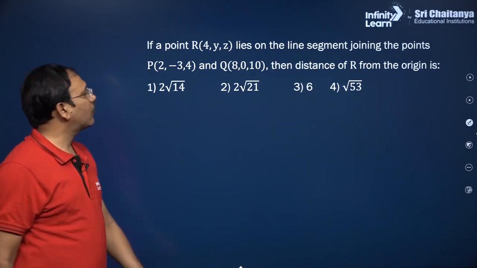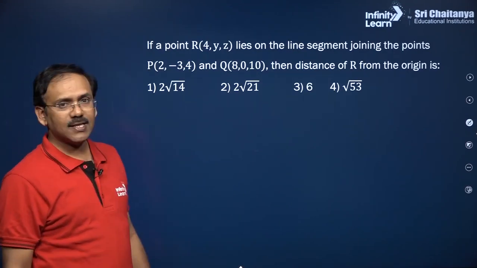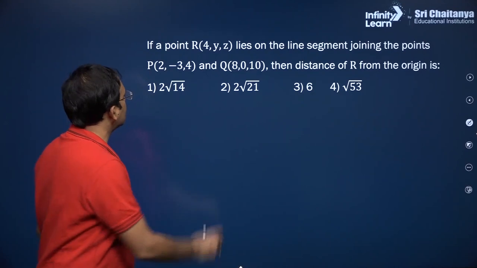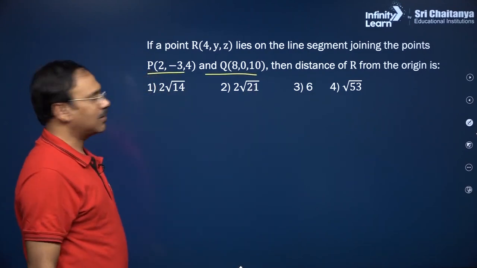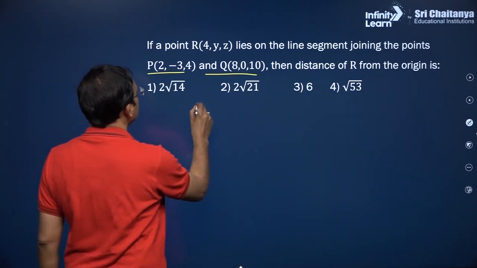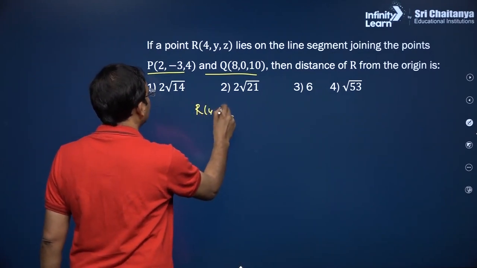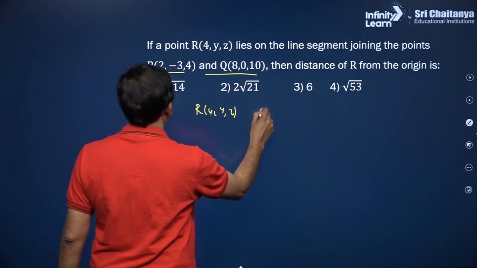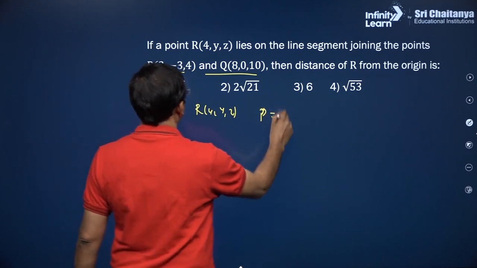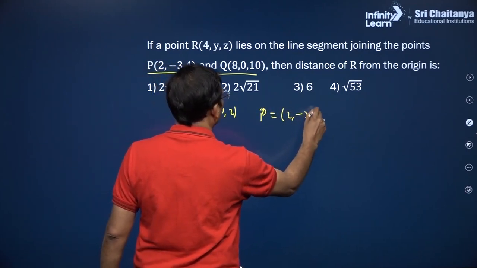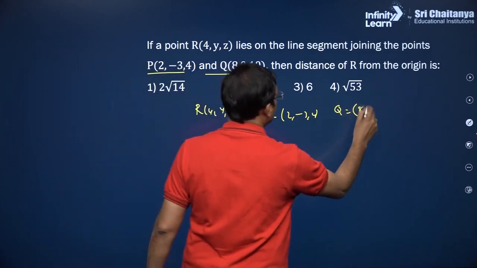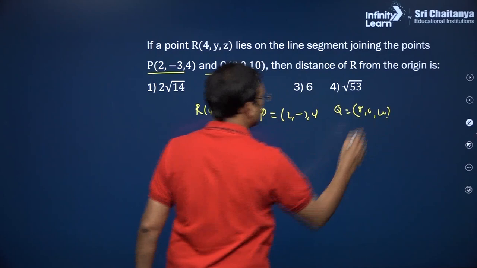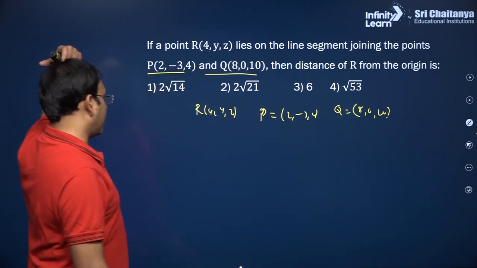You see, a point 4yz lies on the line segment joining the points, it is given. So, then the distance between R and origin. Suppose, friends, R is say 4yz. Yes, P is 2 minus 3, 4, and Q is, you can say 8, 0, 10. Yes, this is the point, my dear friends.